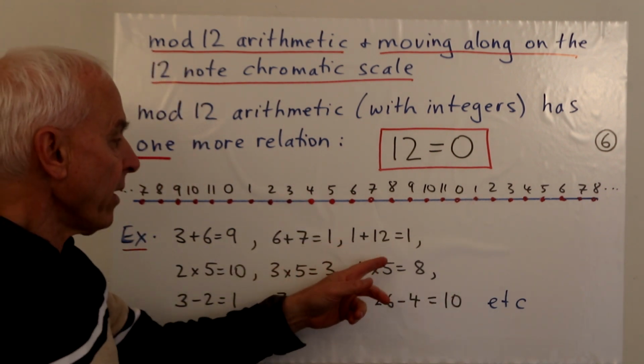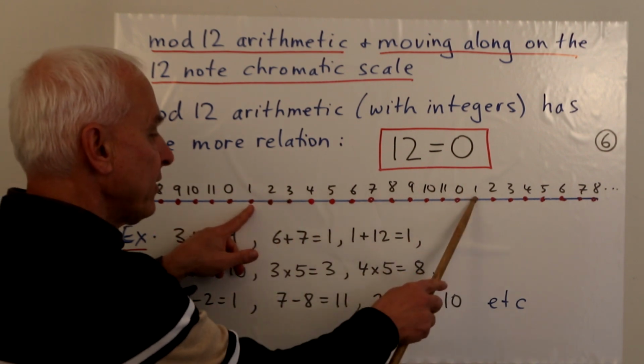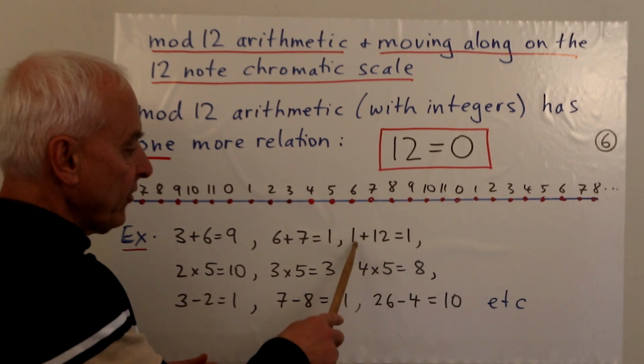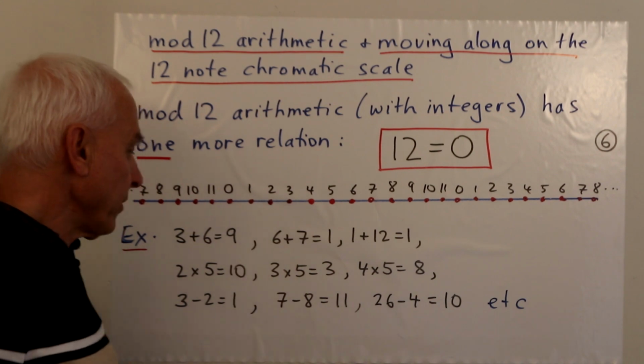1 plus 12 is 1. So if we go 1, and then we go up 12, then we get to this 1 as well. Or another way of saying this is 1 plus 12 is the same as 1 plus 0, because 12 is like 0. So 1 plus 0 is 1.